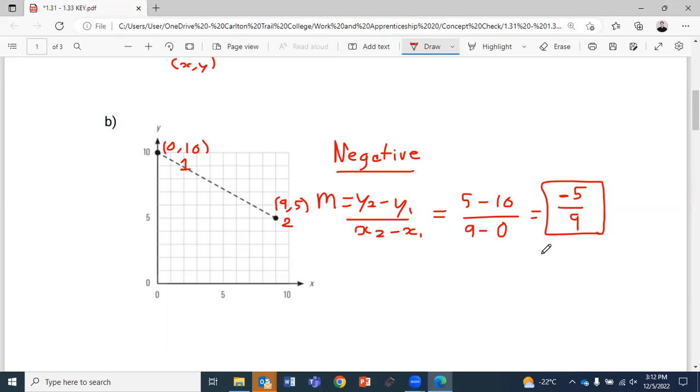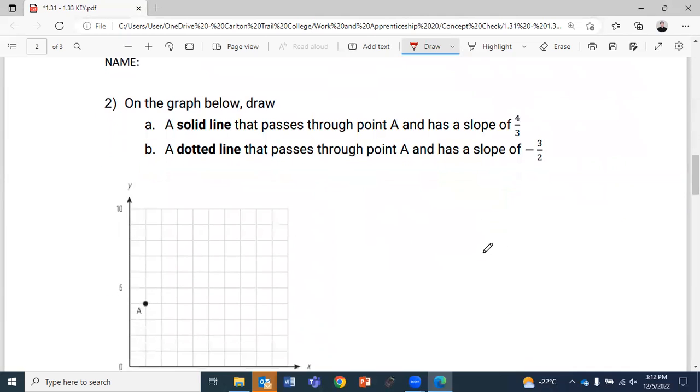Now, for question 2, on the graph below, we want to draw a solid line that passes through point A and has a slope of 4 over 3. Remember, it's rise over run.